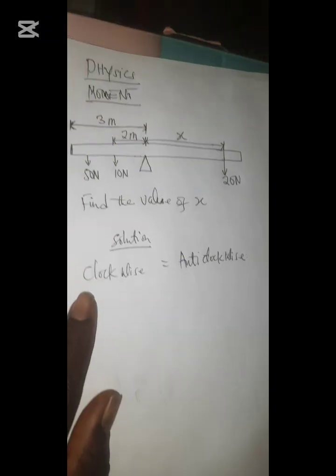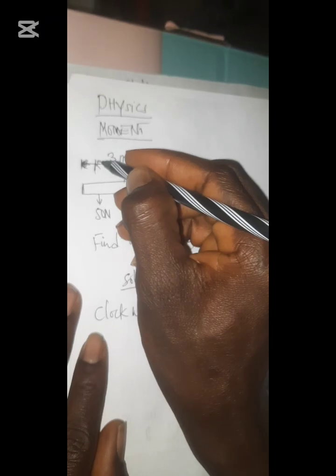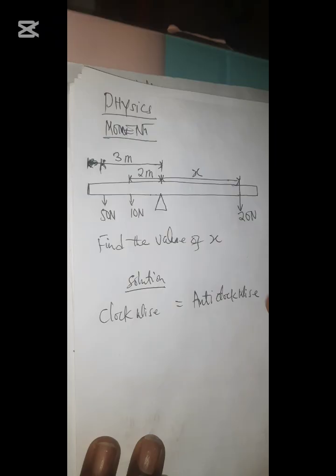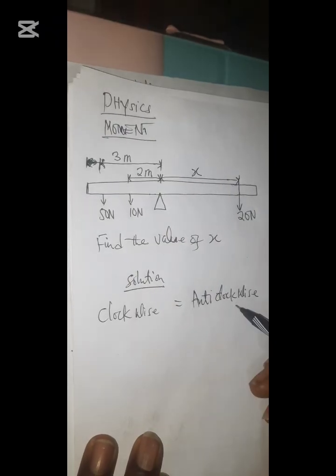So we said this stops here, at the 50 Newton. That's where it stops. So we said clockwise is equal to anti-clockwise.